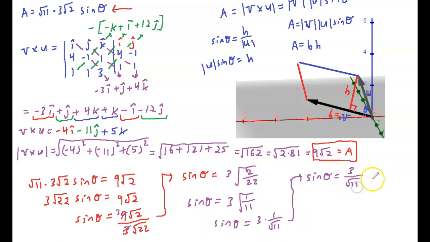And I could rewrite this to be 3 over square root of 11, and then I could take a sine inverse or arc sine to get my angle, which ends up being 64.76 degrees. And so that's the angle right here that I'm going to mark in purple. And now we have our angle and the area of the parallelogram.